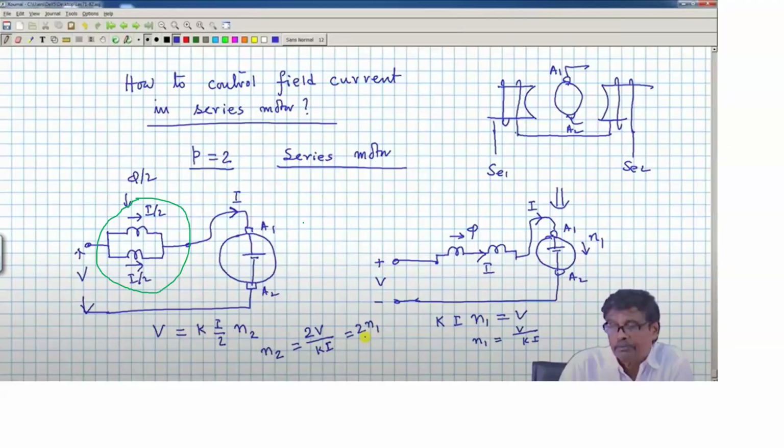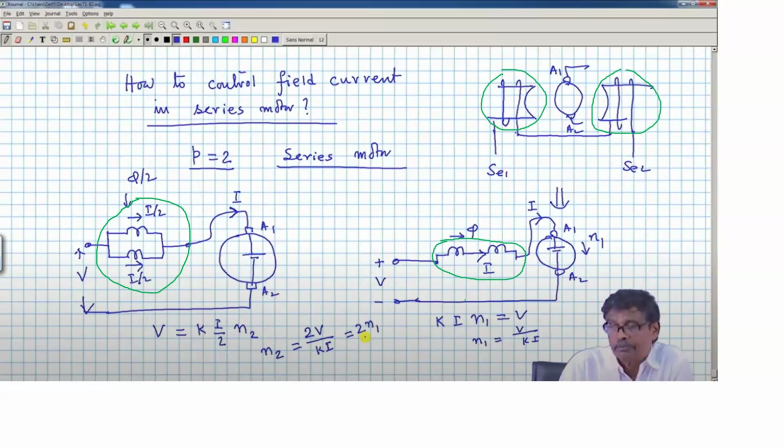Here, suppose it is a two pole machine. In two poles, we have half of the field winding on one pole and the other half on the other pole. Suppose in the first case, they are series connected. So when they are series connected, the current which is flowing in the armature is the same current which is flowing through both the field winding coils.